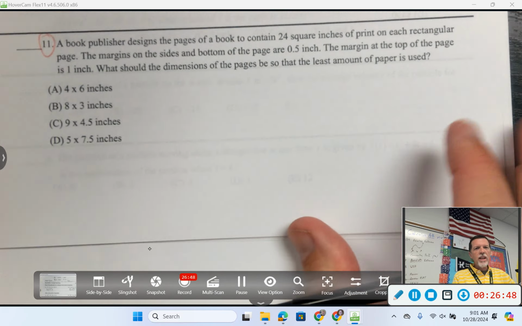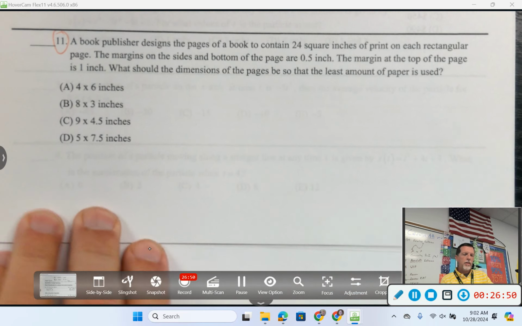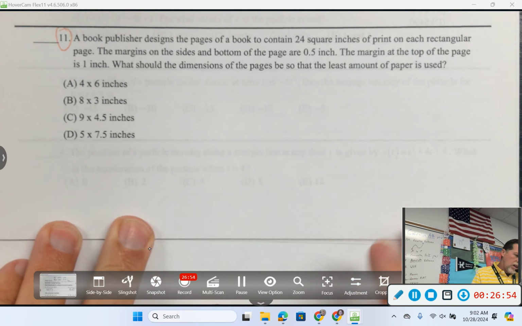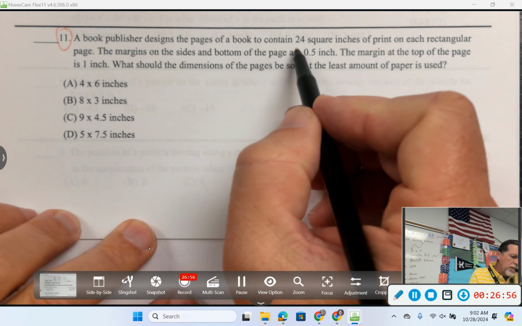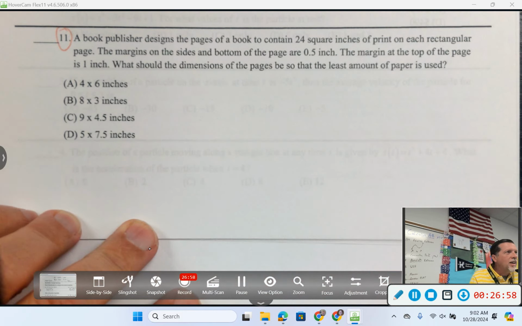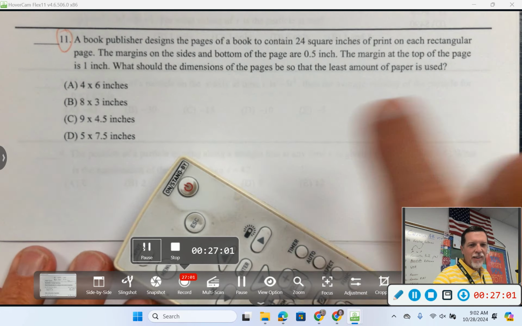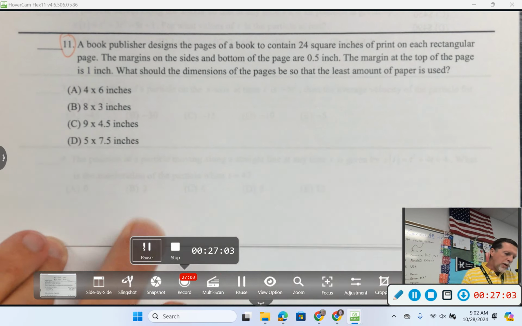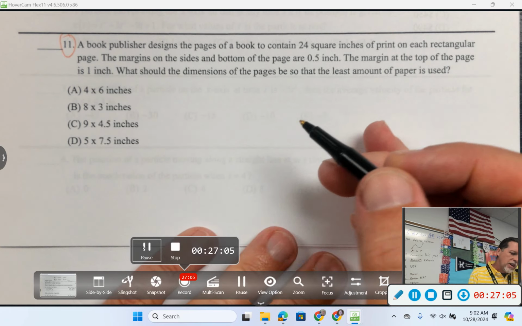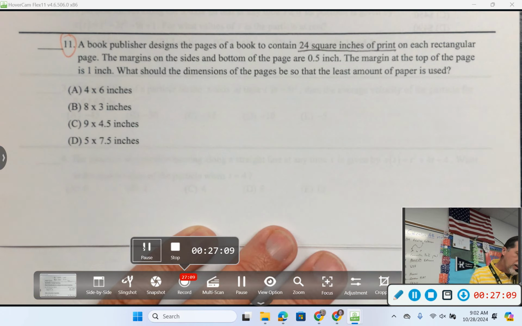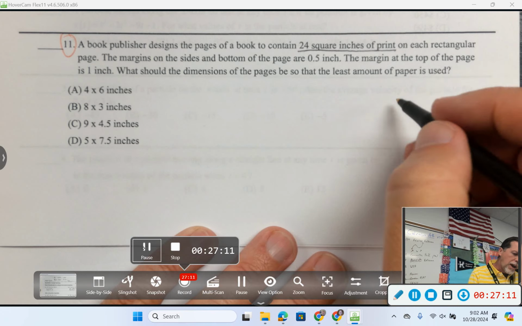Let's look at number 11. I think we can do number 11 in 8 minutes. A book publisher designs the pages of a book to contain 24 square inches of print on each rectangular page.